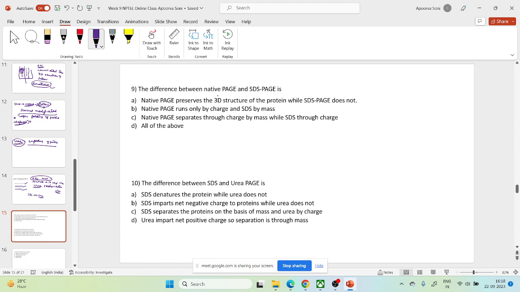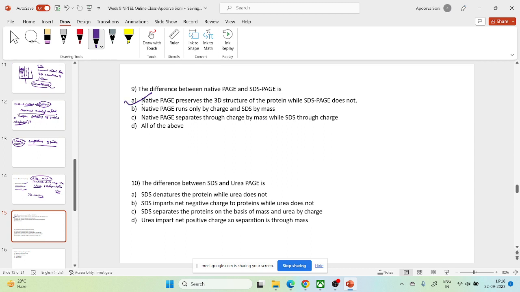The difference between native page and SDS page is: native page preserves the 3D structure while SDS page does not. Native page runs only by charge and SDS by mass. Native page separates through charge by mass via SDS through charge, all of the above. So what is the answer? Option A. Native page preserves the 3D structure of the protein. Yes. So option A is the correct answer.